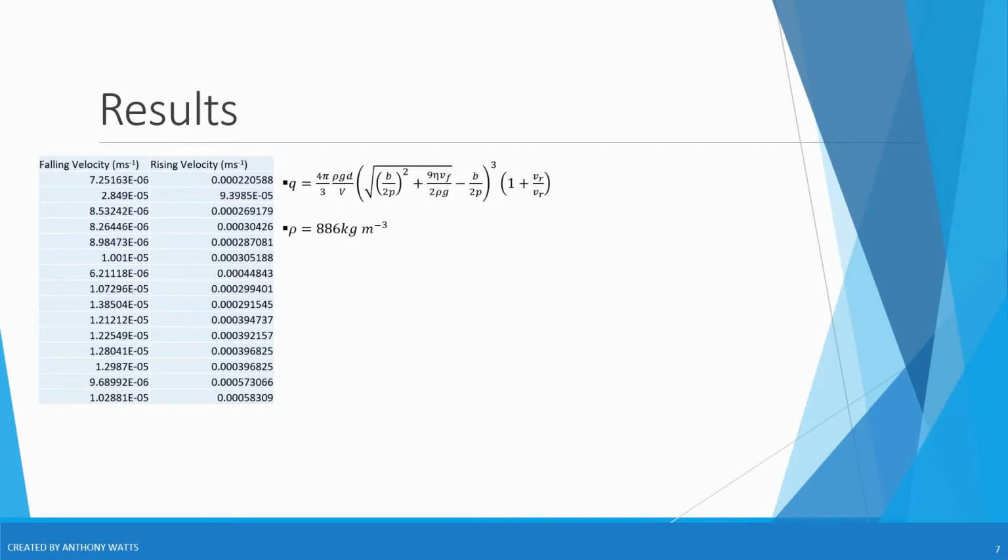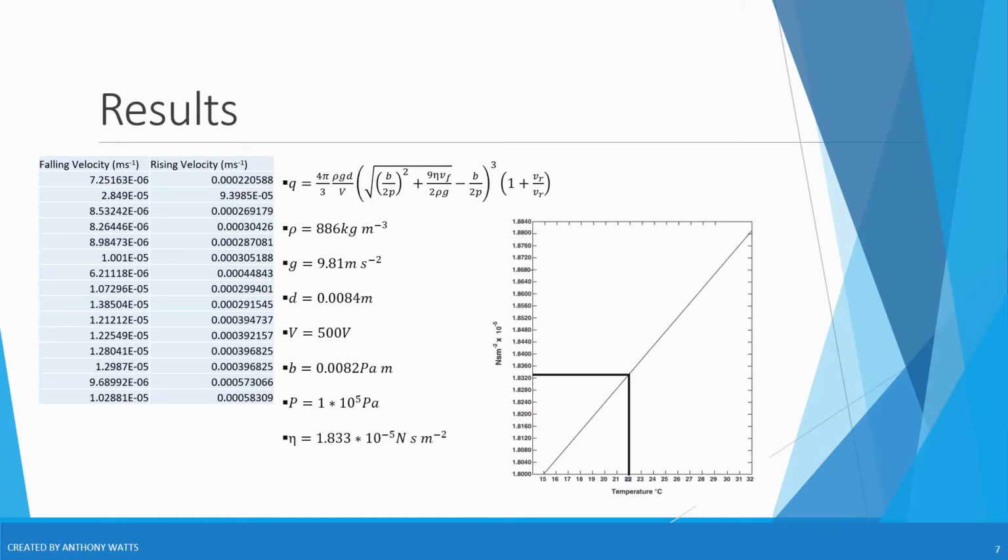Rho was the density of oil given as 886 kilograms per cubic meter. G was the acceleration due to gravity given as 9.81 meters per second squared. D was the distance between the plates and this was measured at 8.4 millimeters. V was the voltage of the power supply set at 500 volts. B is a Stokes' law constant and is given as 0.0082 Pascal meters. P is the atmospheric pressure and was given as 10,000 Pascal. Finally, eta is the viscosity of air and was taken from the figure showing air viscosity at different temperatures.